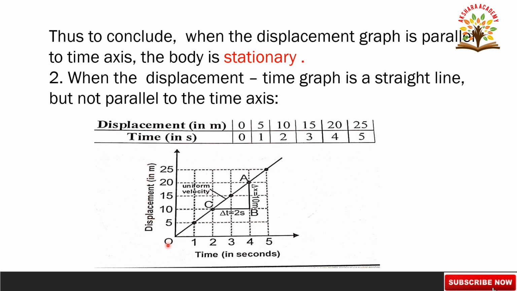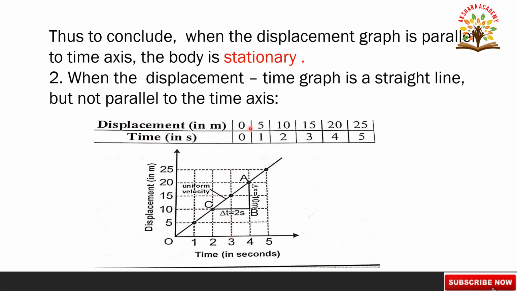The units are time 1 second, 2 seconds, 3 seconds, 4 seconds and 5 seconds. Regarding this, the displacement is 5 meters, 10 meters, 15 meters, 20 meters and 25 meters. This is the behavior of the graph when the displacement time graph is a straight line but not parallel to the time axis. Here we have equal displacement in equal intervals of time.